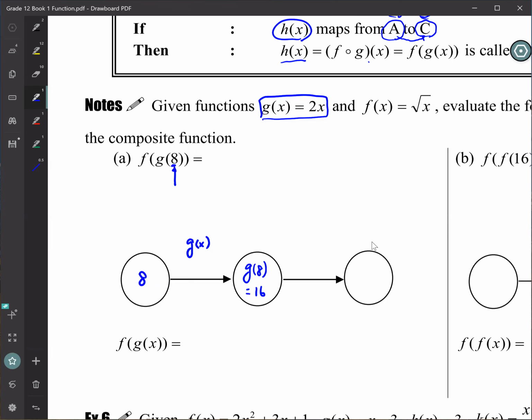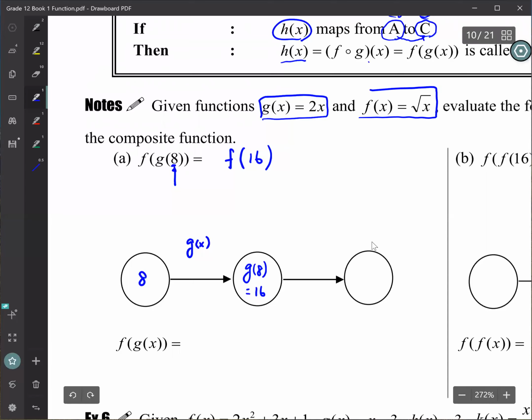So I will continue the work. It will look like this: f of g of 8. Because we found g of 8 to be 16, I write 16 now. So g is gone, right? Now the 16 will continue to move into factory f. So this one will be f of x. So 16 will go in, and what will come out, Vicky?